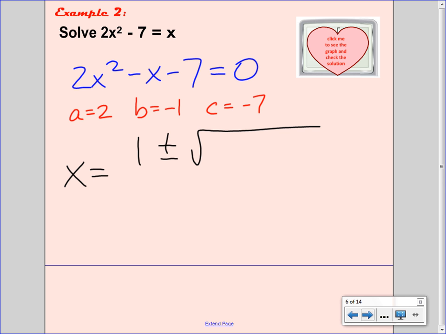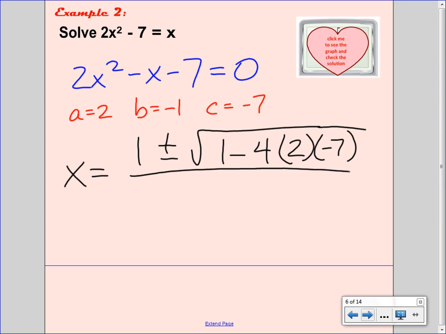b squared. What's negative 1 times negative 1? Positive 1, minus 4ac, which all goes over 2a. 2x. Okay. Either mentally or with the calculator, let's figure out what's underneath that radical sign.